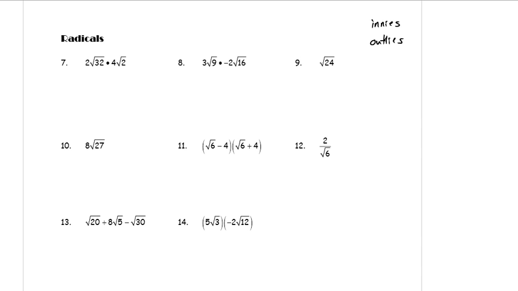I have 2 outies. I have a 2 and a 4. 2 times 4 is 8. There's my outie. Okay, my innies are 32 and 2. Multiply them. That's 64. Make sure you're done. I can reduce that 64. Take the square root of 64. 8 times 8 is 64. Square root of 64 becomes 8. And you're done.